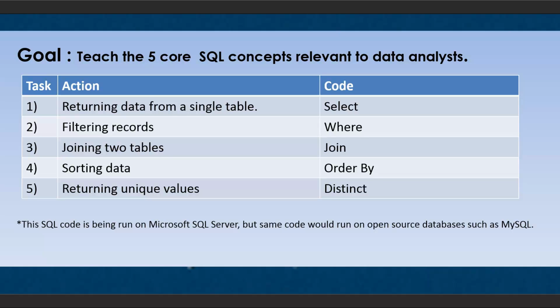So these key tasks are returning data from a single table, using the select statement; filtering records using a where clause; joining two tables using a join clause; sorting data using the order by clause; and returning unique values using the select distinct statement.